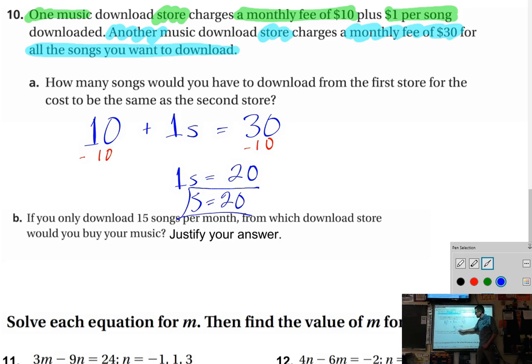And that tells me that if I download 20 songs from my Apple Music at $1 a piece, that will level out to my other subscription cost, which Spotify is not $30 a month, fortunately. That's how we would do that. And with how much music you probably listen to, I would say go with the second music store.